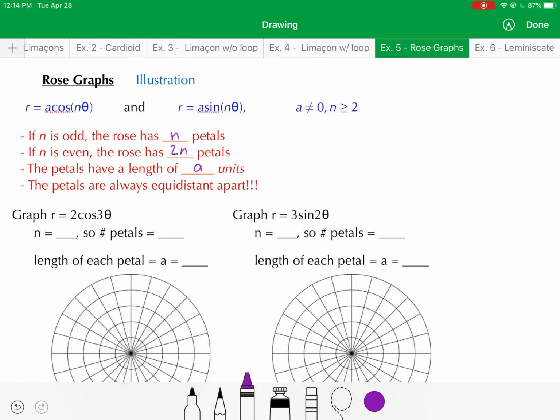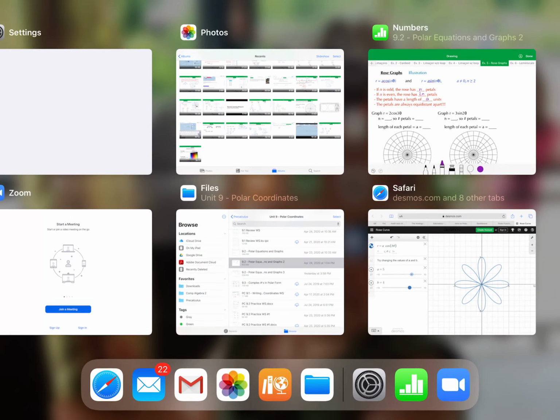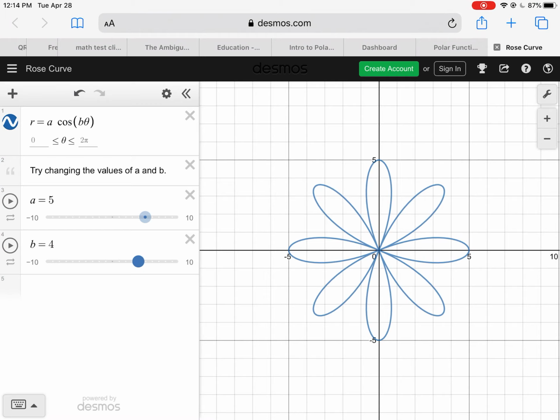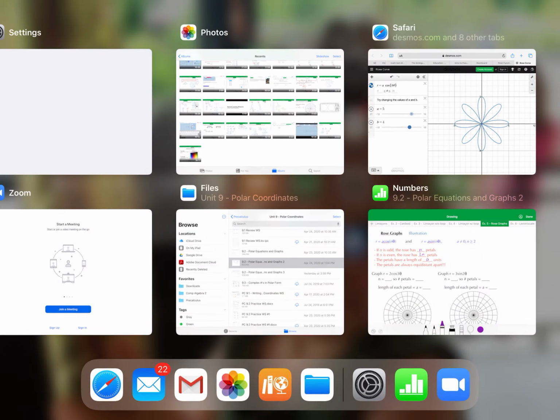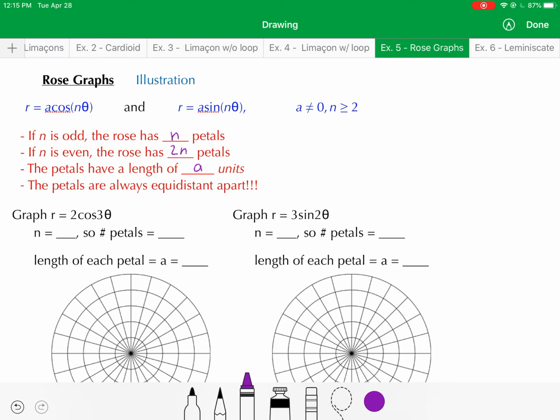Now, one other thing you maybe were observing on your own is that all of your petals are equidistant from one another. So if I go back here, you notice that those 8 petals are all the same distance apart from one another. Okay, so that's very helpful to know when we go to graph these ourselves.